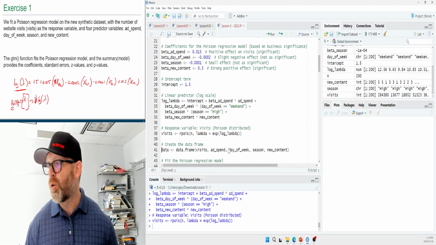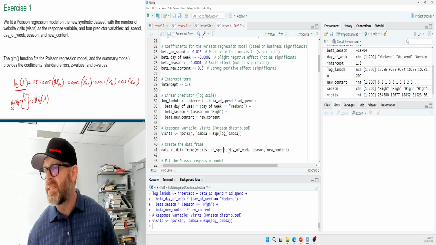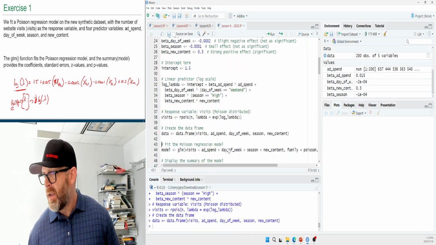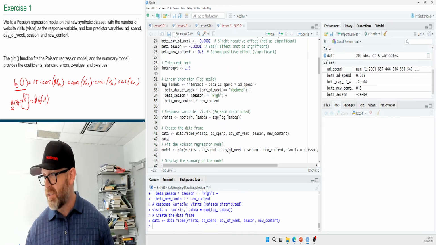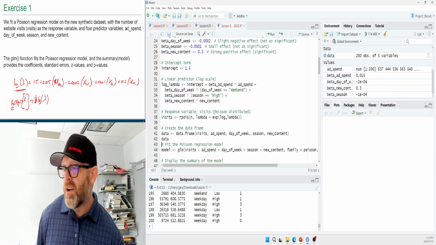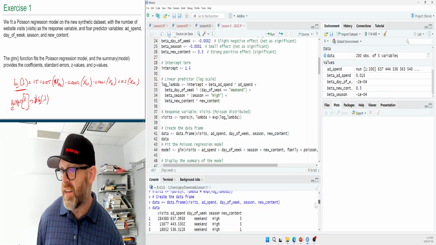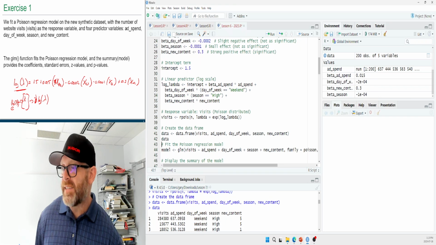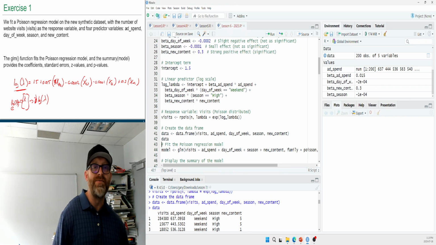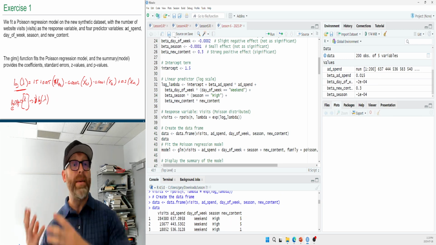So there we go. Now we're going to create a data frame. And that data frame is going to have columns visits, ad spends, days of the week, season, new content. And let's just print data out here for a second. So data, there we go. Close some of this up. So again, I have 200 observations. I don't want all 200, so I could have just done tail or something along those lines. So it tells me how many visits, advertising spent, day of the week, season, and how much new content was developed.